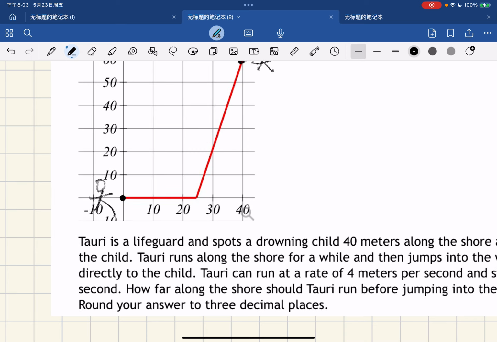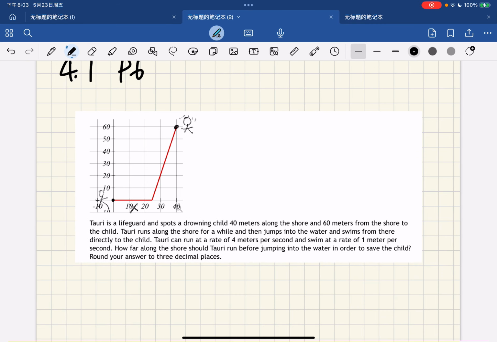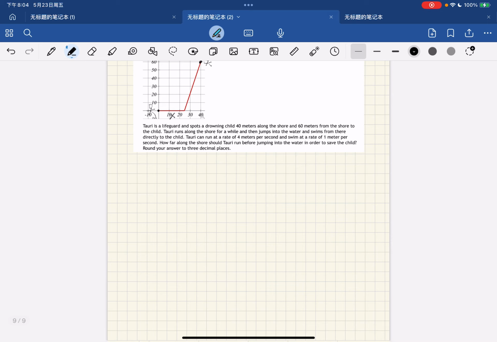And the x will be what the problem is asking for, which is the distance that the lifeguard should run along the shore. So x is right here. So first of all, we need to calculate the total time. The time will be divided into two parts. The first part is the running part, and the second part will be the swimming part.